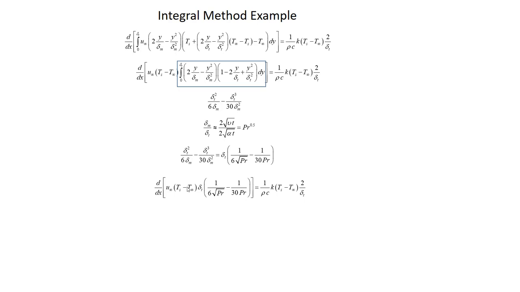So that's what I did here. I have d/dx of u infinity times Ts minus T infinity times this thing here, delta t, and then this group related to the Prandtl number. And on the other side, I haven't done anything.